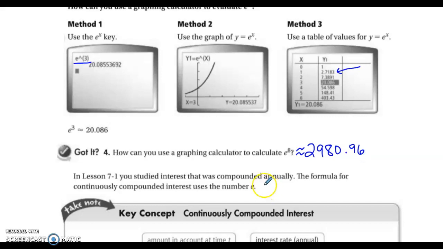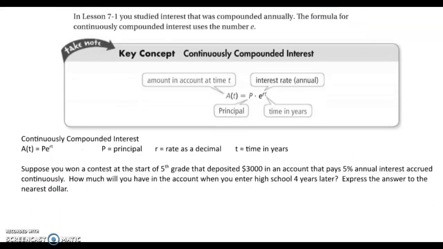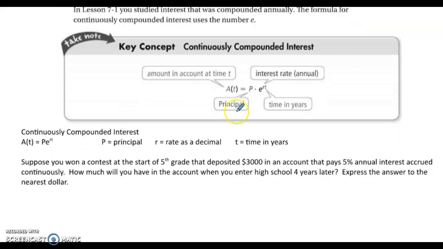All right, so we talked about interest compounded annually in section 1. We're going to now compound interest continuously. So interest that's always building off of each other. And that's where that e comes into play. Okay, so the equation is the amount at time t equals P e to the rt. So instead of our a, P is our starting value, principal, it's called. r is rate and t is time.